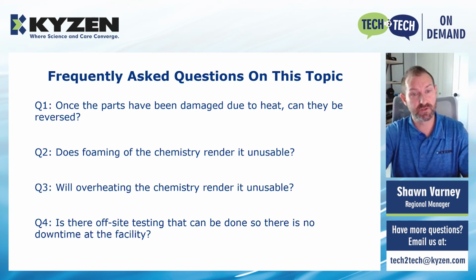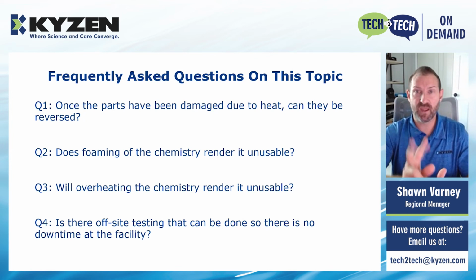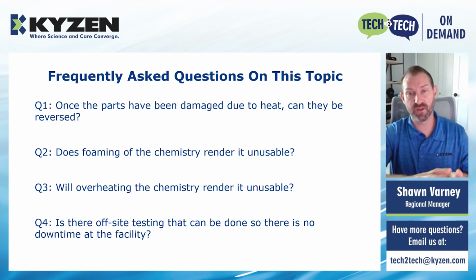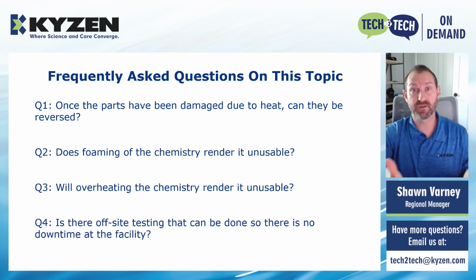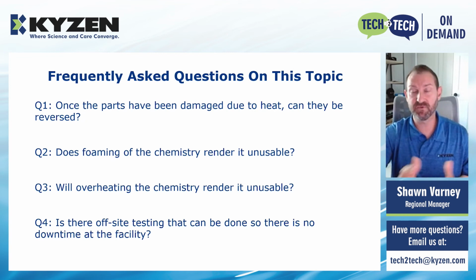Question two: does foaming of the chemistry render it unusable? No. There's two different categories with that, I would say. So if you have foaming in the tank and it's not overflowing, fix your foaming issue, whether it's temperature or concentration, and you should be fine. If you're foaming over the bath and it's all over the floor and it's been doing it for a while, you might want to change that bath out because you don't know how much chemistry you lost and you don't know where you're at.